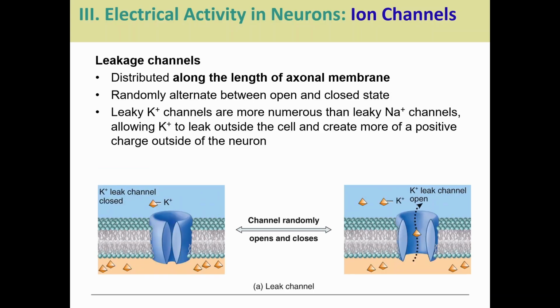Leakage channels, again, we find these along the length of the axon, and these just kind of open and close, open and close. There isn't any particular signal that's necessarily triggering this. And so we find more leaky potassium channels compared to leaky sodium channels, which means we're never going to really accumulate a ton of potassium. It's always going to be allowed to leak out, and this helps contribute to that more positive charge outside the neuron and a more negative charge inside the neuron when we're at rest.